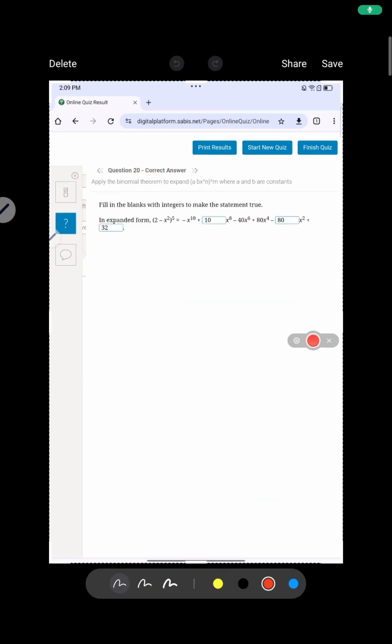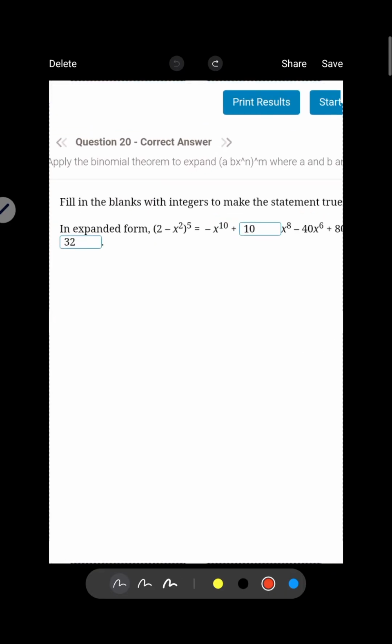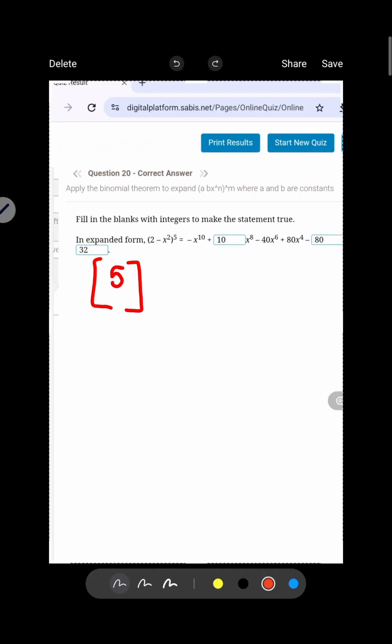Okay, this question is also not from last week, but it's basically last week's material. So they want it in expanded form. Expanded form, it means you have to expand it. Look, this is what you're gonna do. 2, they said, I told you already how to do this. So 5 here, and then A is 2. Then negative x squared.